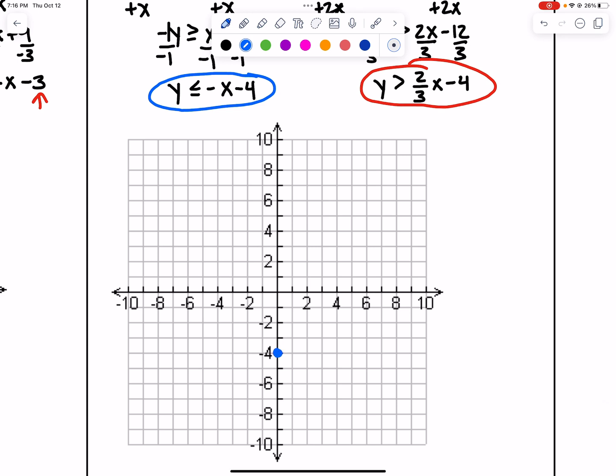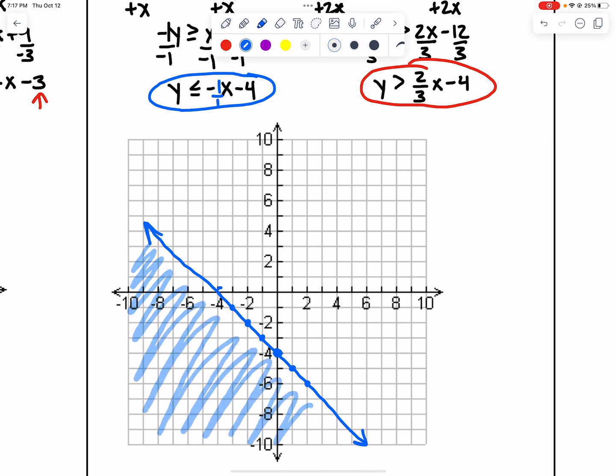And then we have a slope of -1 over 1. So we go down 1, right 1, down 1, right 1. And we can also go up 1, left 1 a couple times because that's also going to stay in line with our -1 slope. And we have a less than or equal to sign. So that means we need to have a solid line because it's equal to. And we have a less than sign. So we need to make sure that we shade below the line for that one.